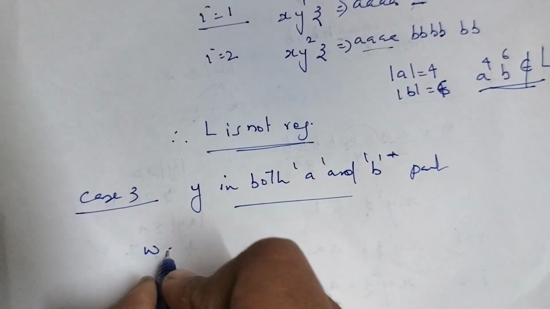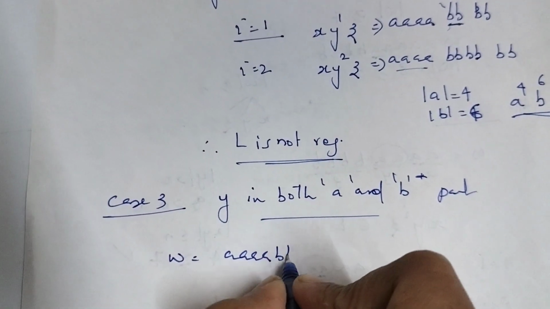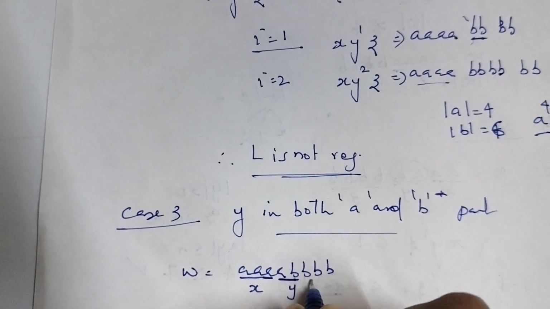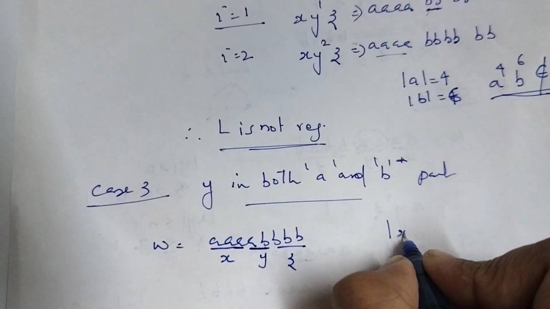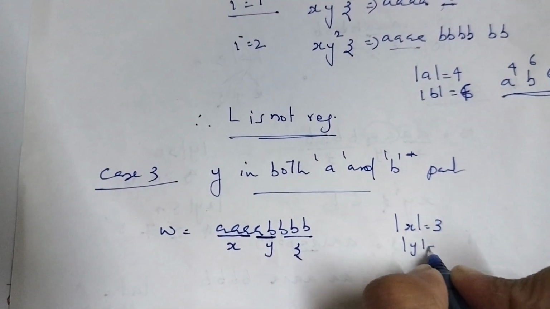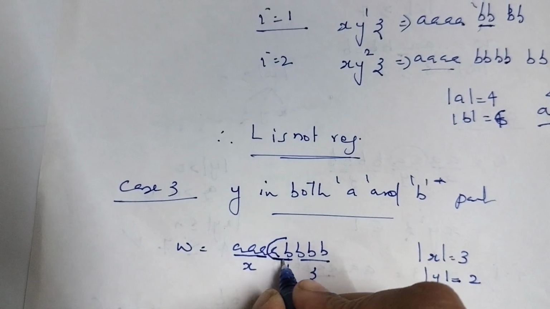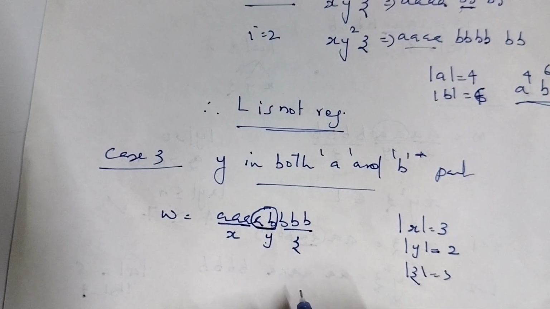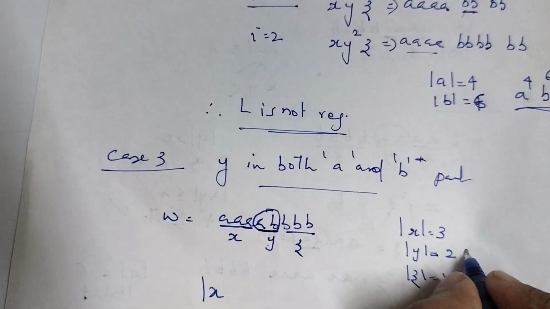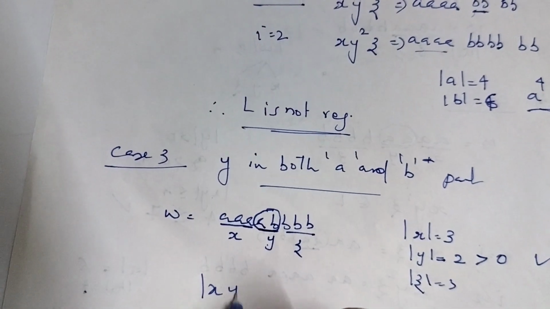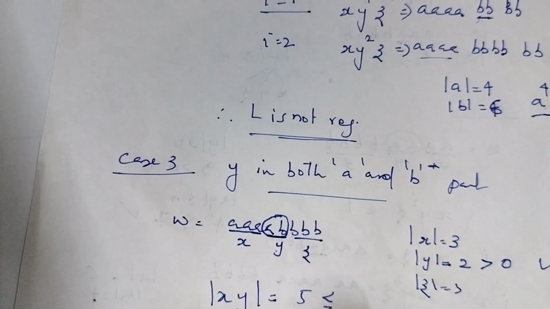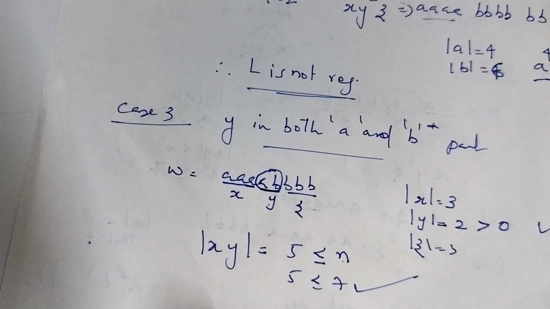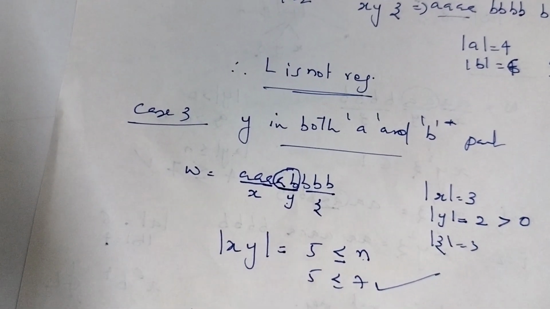So our string is a, b, b, b, b. I am taking this as x, this as y, and this as z. Length of x equals 3, length of y equals 2, this is y, ab. I am taking y in the a and b part. Length of z equals 3. Length of y is greater than 0, condition is true. Length of xy is equal to 5, which is less than or equal to n, that is 7. This is also true. Next I want to prove whether xy^i z belongs to L or not.